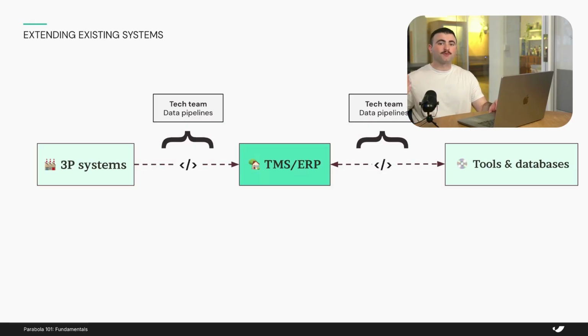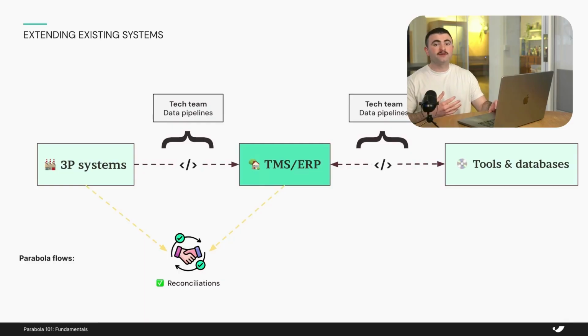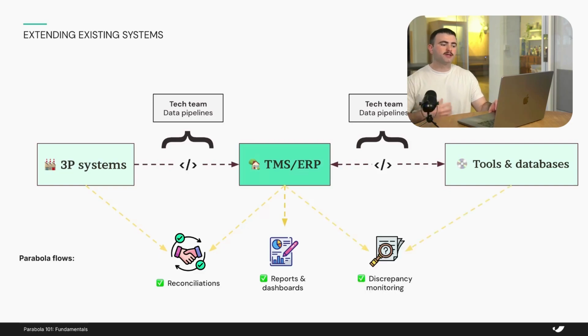None of that changes with Parabola, but what does change is everything that happens outside of those systems. Instead of relying on CSV exports, now you have Parabola flows that are live integrated with your tools, automating things like reconciliations, providing you with a custom reporting layer on top of all of your tools, and notifying you in real time when discrepancies and edge cases exist.